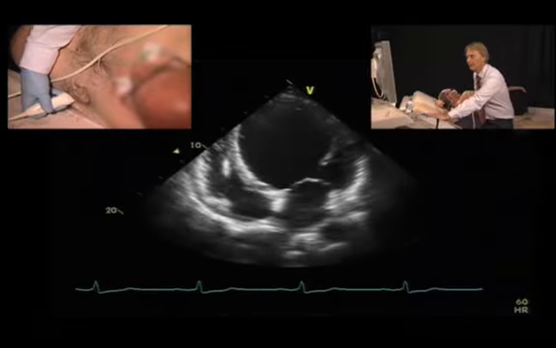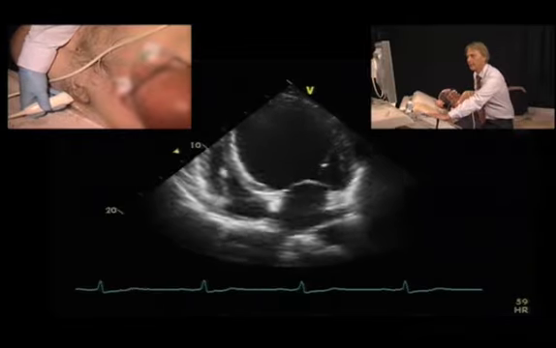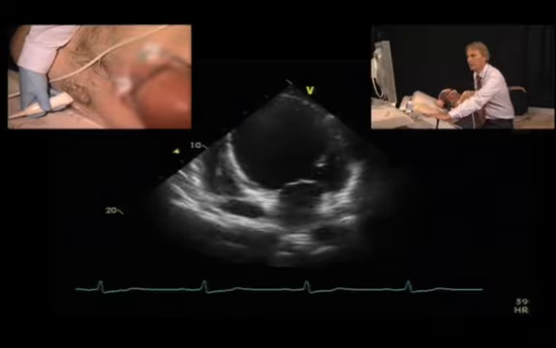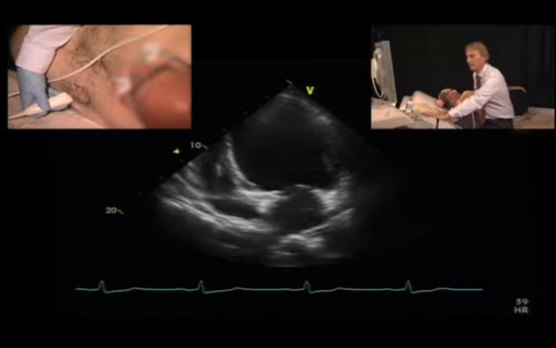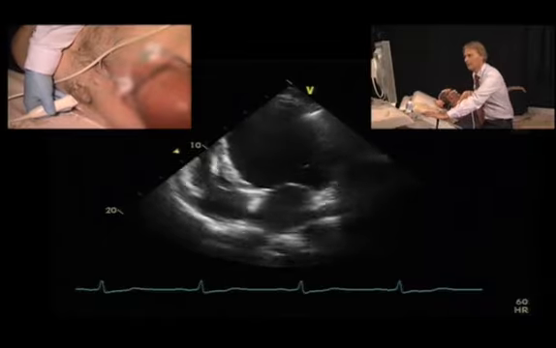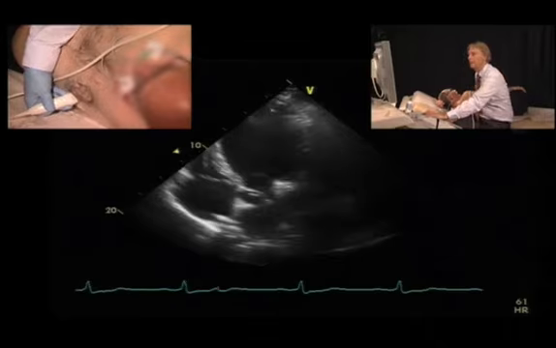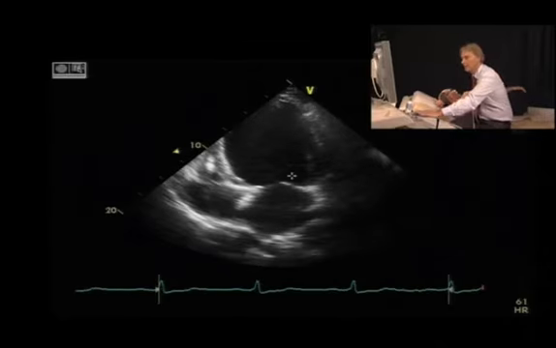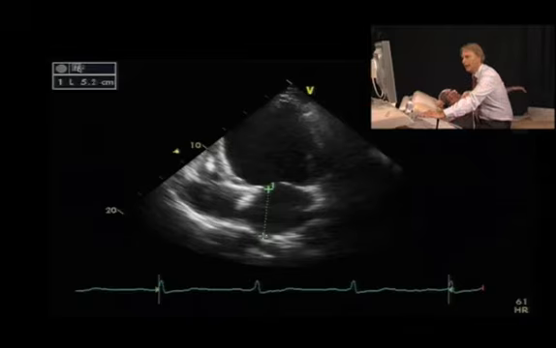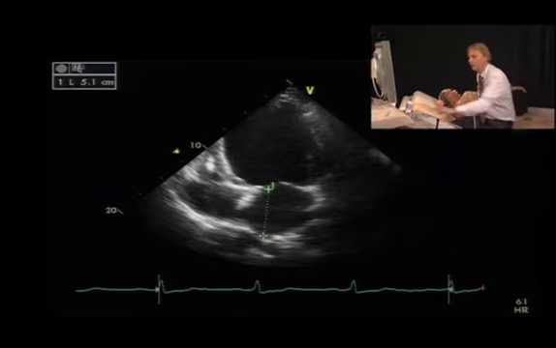And in the 2D image, you will see that the atria are not significantly enlarged. We can get an approximation of the size by performing a 2D measurement here from the annulus down to the roof of the left atrium. And you see that the left atrium is actually almost of normal size.